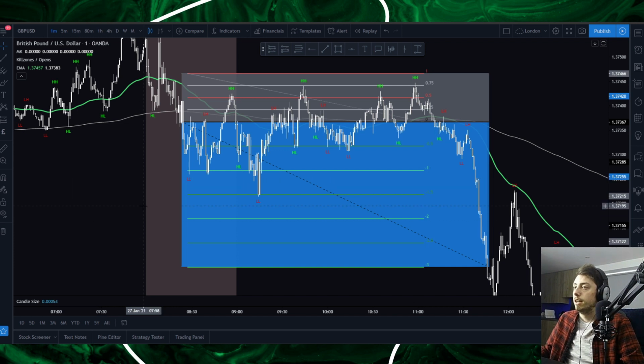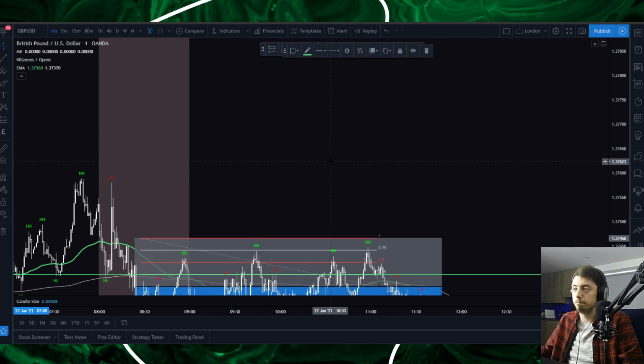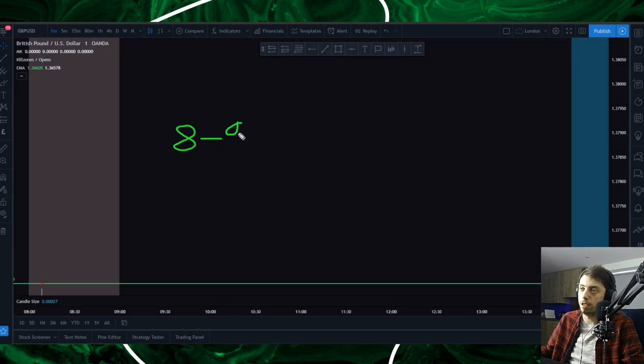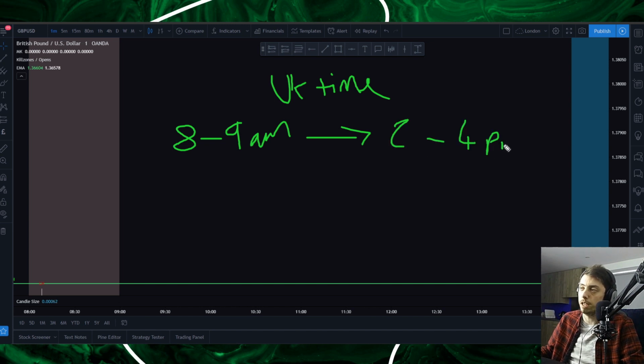So what are the times that we trade? We trade from 8 till 9 AM UK time, and then we also trade from 2 till 4 PM. Okay, these are the times that we now trade. Originally they were different. These are now the times that we trade. I'll get into the reasons why later, but these are the times that we trade.